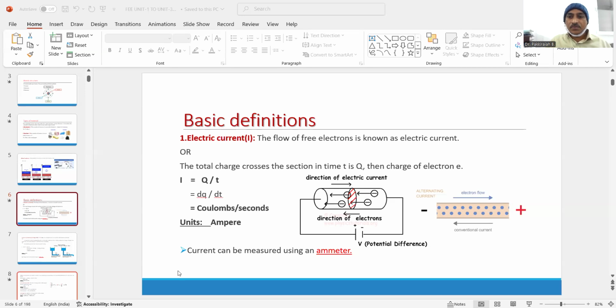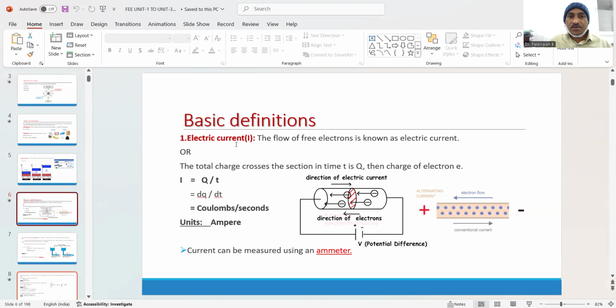Today, we would like to have the basic definitions of the first unit of FEE, Fundamentals of Electrical Engineering, that too in the DC circuits.